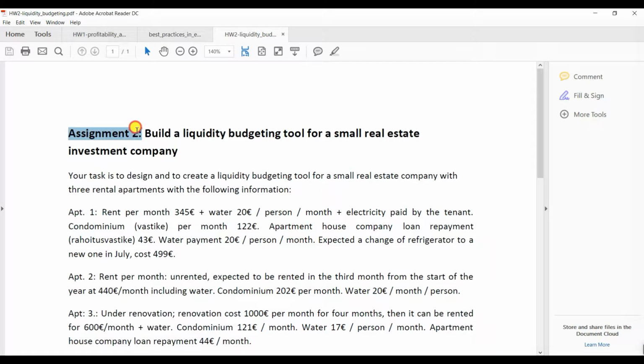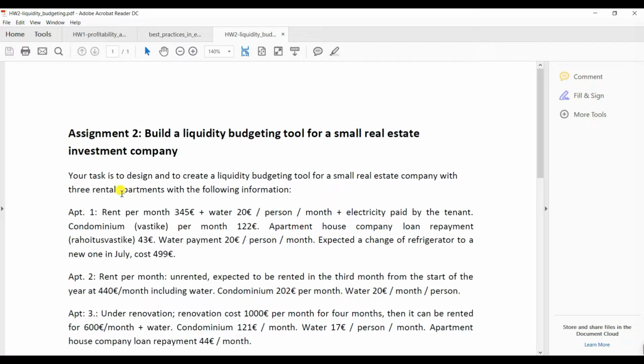In the second assignment, we built a liquidity budgeting tool for a small real estate investment company. You can think here, for example, about Lowe's in La Penranta. It has some revenues from tenants, and of course it has some expenses, and that's going on a monthly basis. And what is important for that company is to maintain positive liquidity or balance on an account, so it's always able to pay the bills in time.